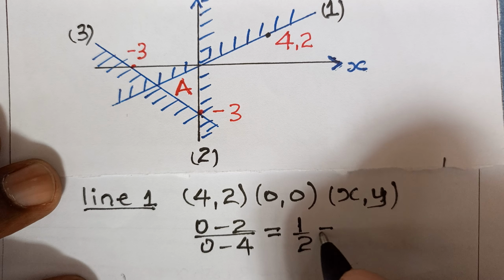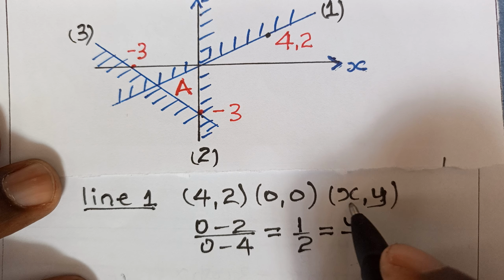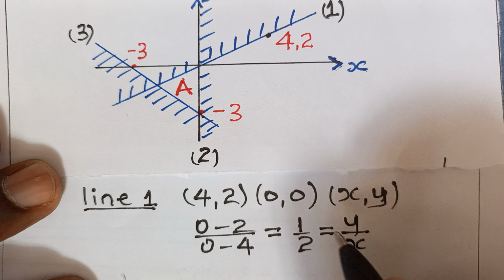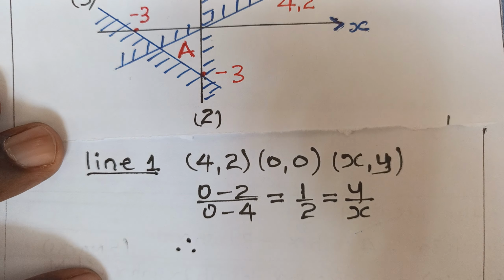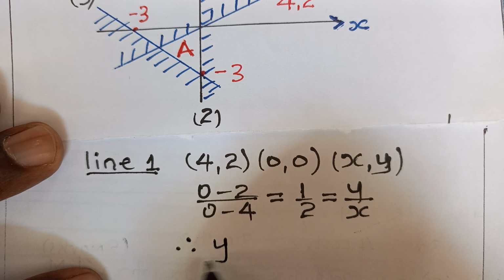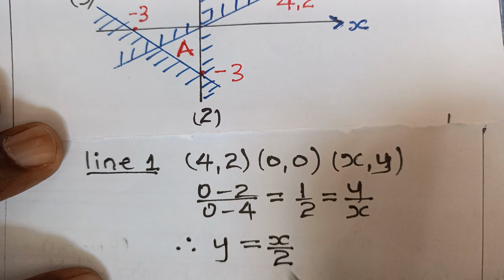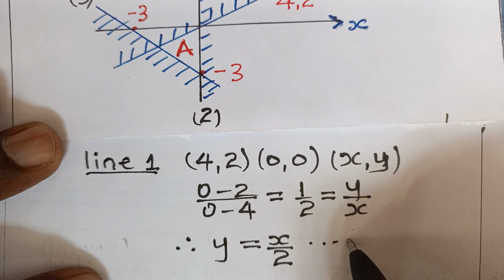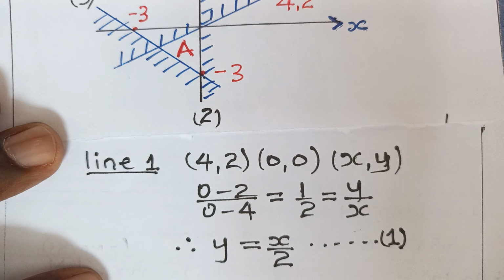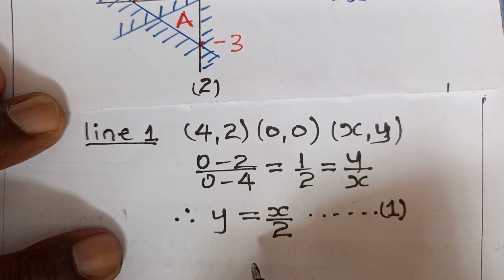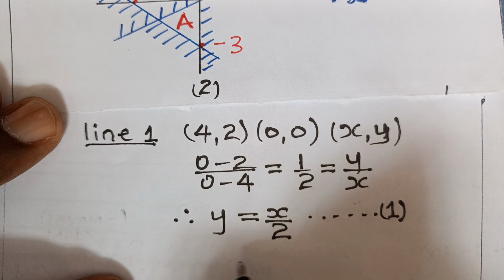And this is now equal to y increment, which is y minus 0, over x increment, which is x minus 0, that is x. And so our equation for that line is going to be y equals x over 2. So we've been able to get the equation of that line. Now, without even going to the next equation first, we can get the inequality of that equation.